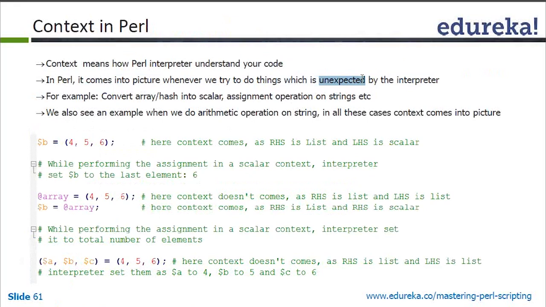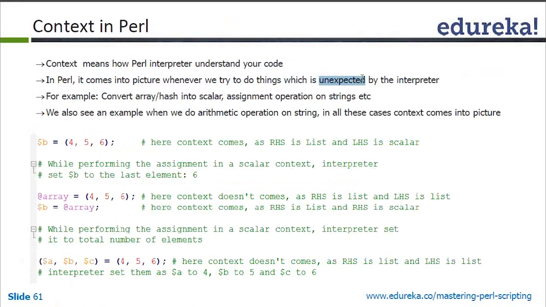Similarly, if you want to access a hash member or do something on the hash, most of the time you will get an error because you don't know how hash works. You assign some value instead of an index, so the whole thing goes for a toss. You must understand that the context should be right, and the interpreter must understand the context, otherwise it will not be able to give you the right value. For example, converting an array or hash into a scalar, or using the assignment operator on strings.